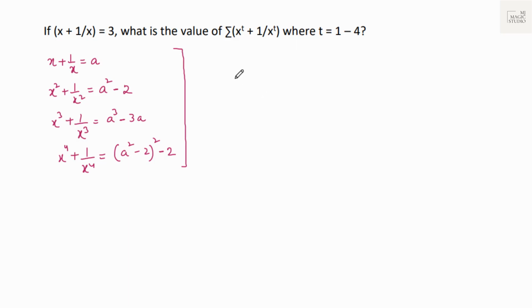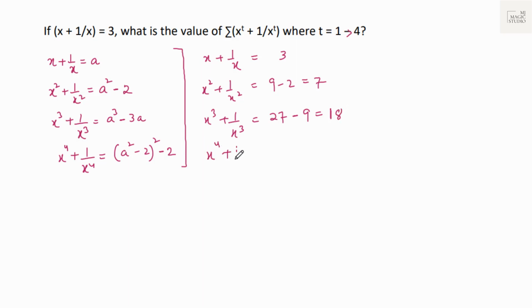So now we shall have the answer. What is the value of summation x to the power t plus 1 by x to the power t, where t lies from 1 to 4? So x plus 1 by x to the power 1 is 3. x square plus 1 by x square will be 3 square, 9 minus 2, that is 7. x cube plus 1 by x cube will be a cube, 3 cube is 27 minus 3 into 3 is 9. That is how much? 18.